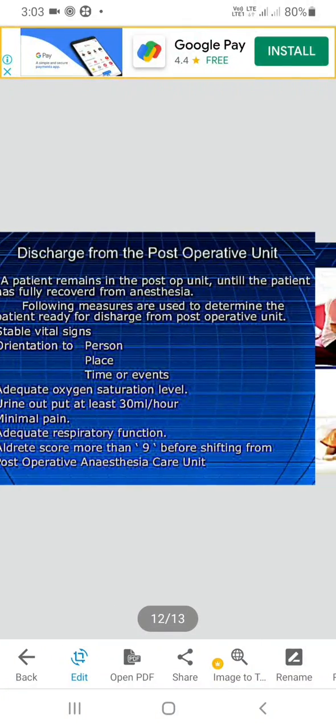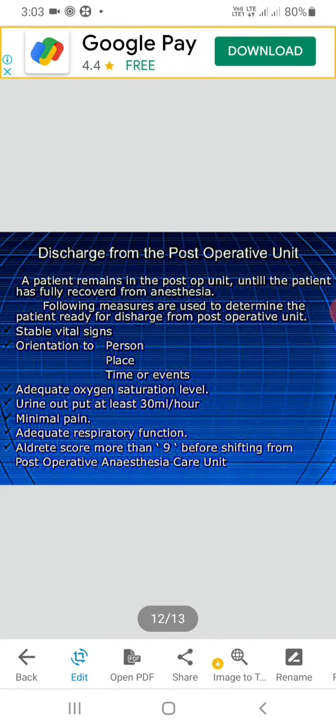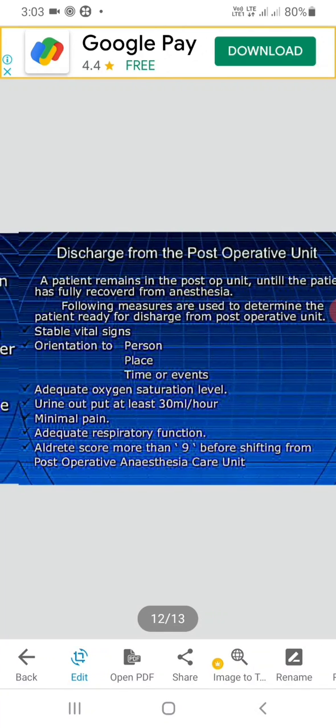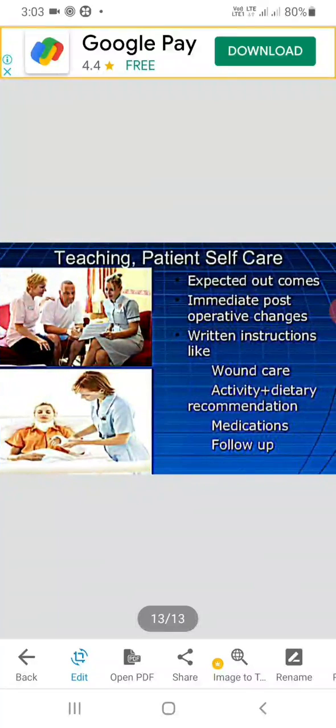Stable vital signs, orientation to person, place, time or events, adequate oxygen saturation level, urine output of at least 30 ml per hour, minimal pain, adequate respiratory function, and Aldrete score. The Aldrete score is not very important in gynecology. So that is the pain assessment and how stable the patient is; that is the score in the postoperative anesthesia care unit.